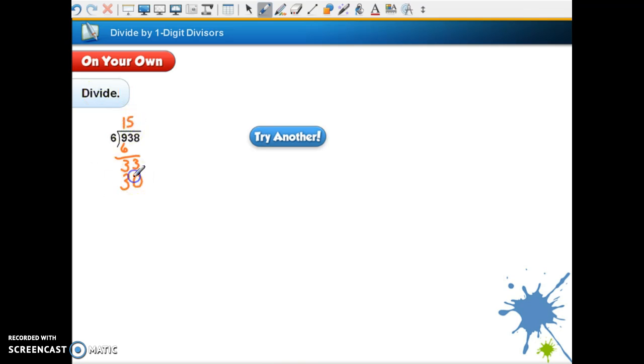We're going to subtract, and we're going to bring down our 8. How many 6s in 38? 6, which is 36. We're going to subtract and have our remainder. Okay, write your remainder up there. Then you're going to go to another spot right beside it on your paper, and you're going to say 156.